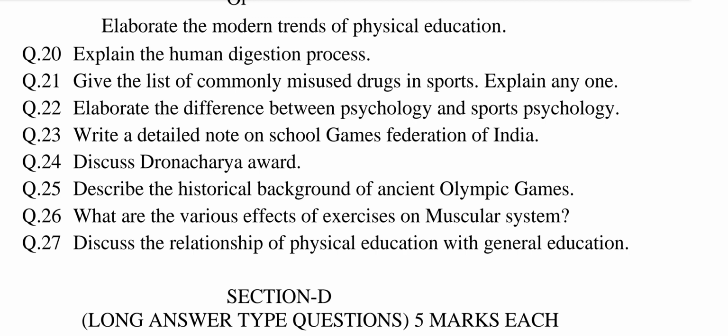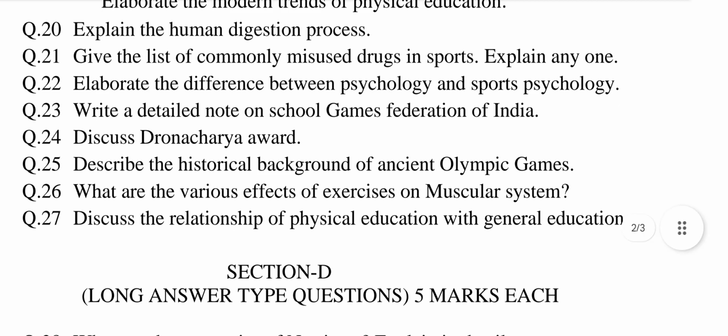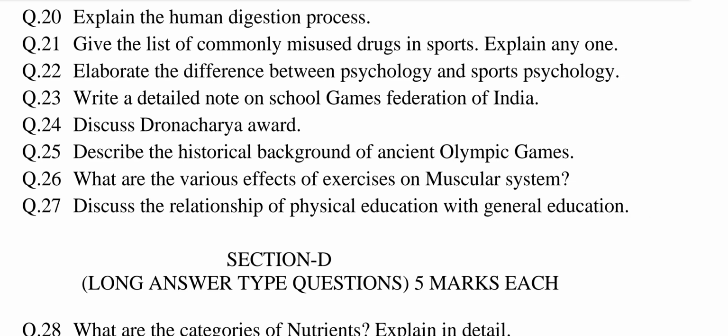Question number 20. Explain the human digestion process. This question is selected from chapter number 2, physiological aspects of physical education. The answer may be: the digestive system converts the food which we eat into its simplest forms like glucose, amino acids or fatty acids. The broken down food is then absorbed into the bloodstream from the small intestine and the nutrients are carried to each cell in the body.